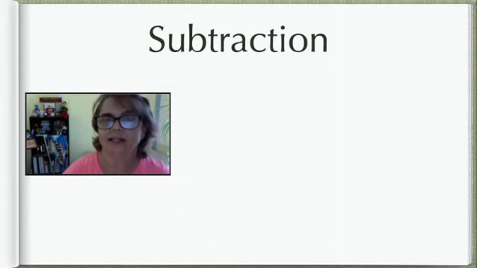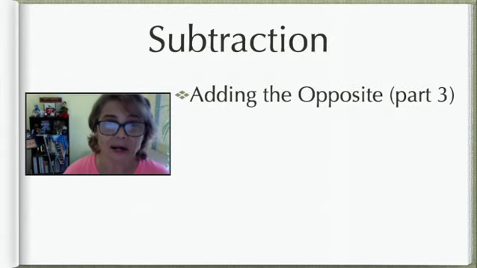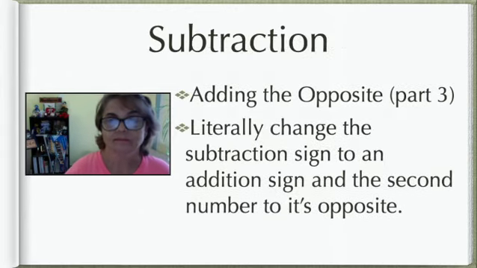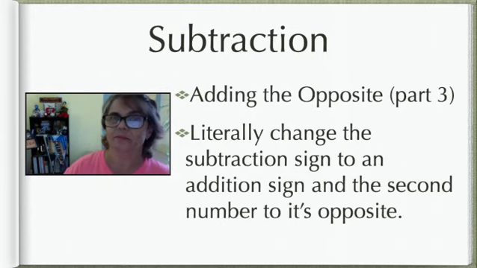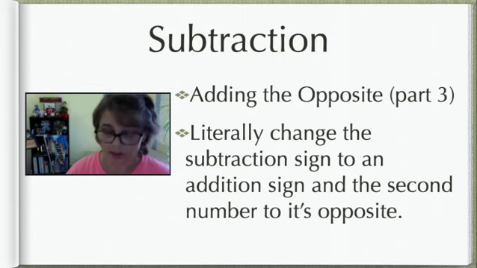The last way is thinking of subtraction as adding the opposite. That's literally changing the subtraction sign to an addition sign and the second number to its opposite. So if it's positive, it becomes negative. If it's negative, it becomes positive. Those are the 3 parts.